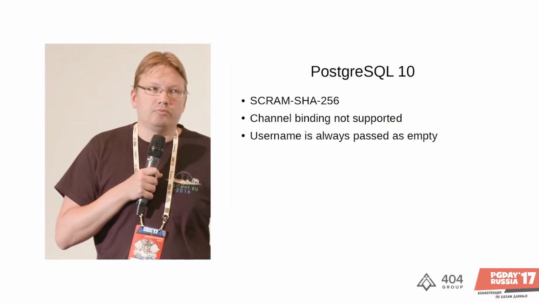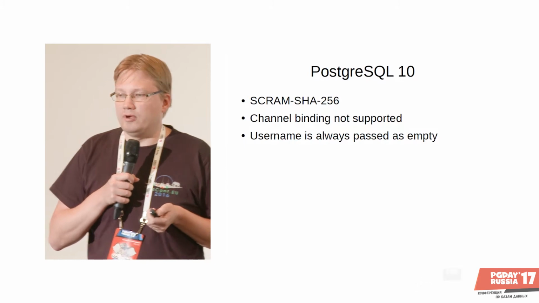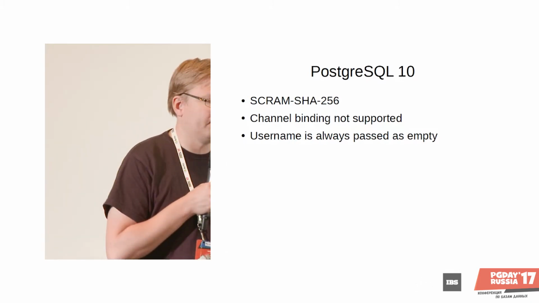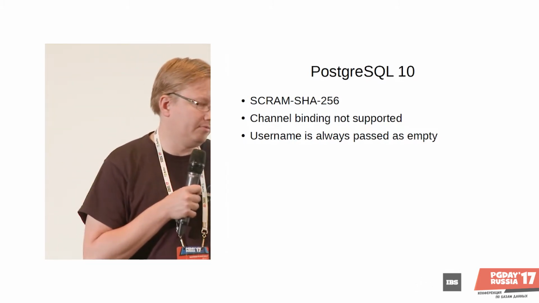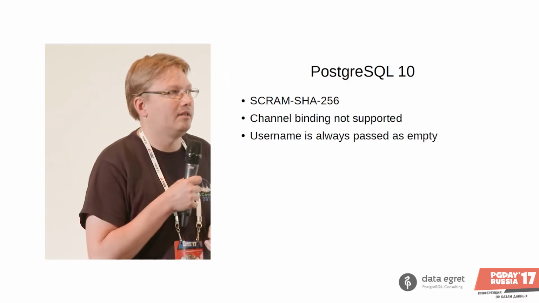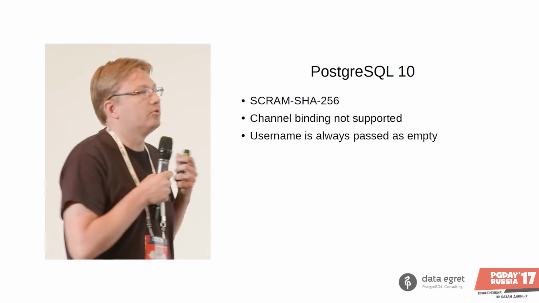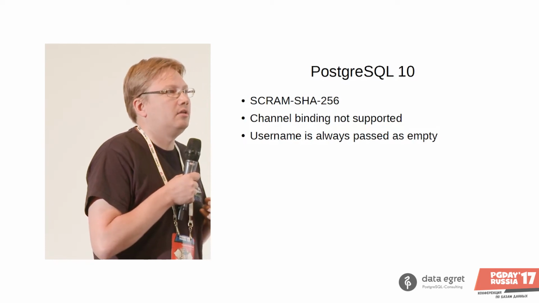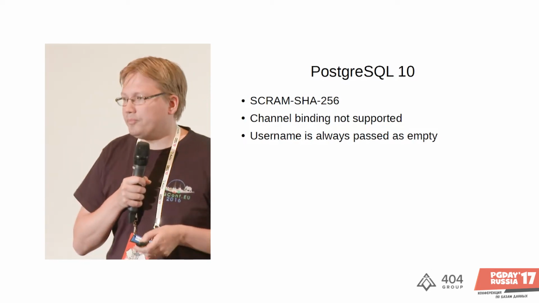So this is what we have in Postgres 10, the SCRAM SHA-256. There are a few things that are missing or implemented differently than you might expect. We don't do what's called channel binding. I'm going to talk a little bit more about that later.